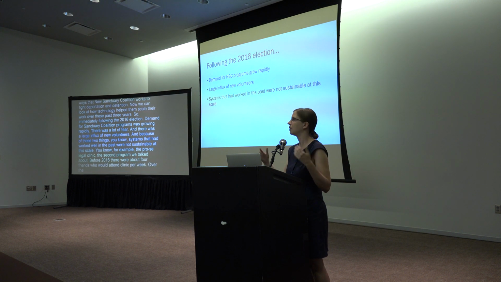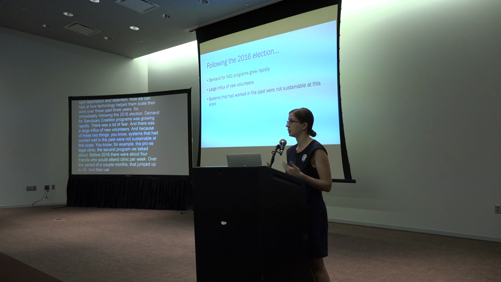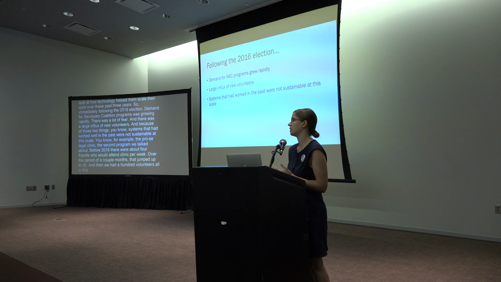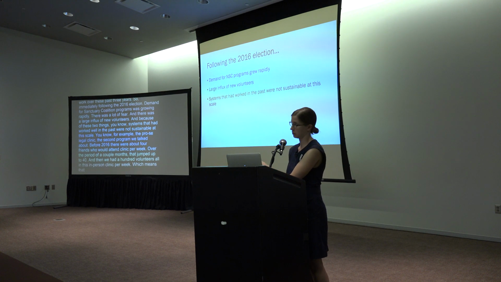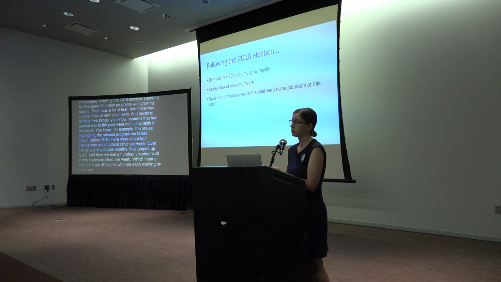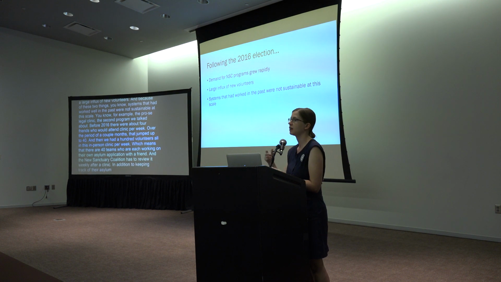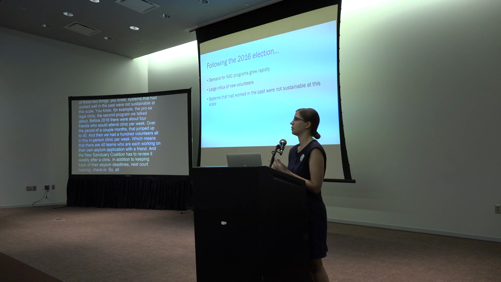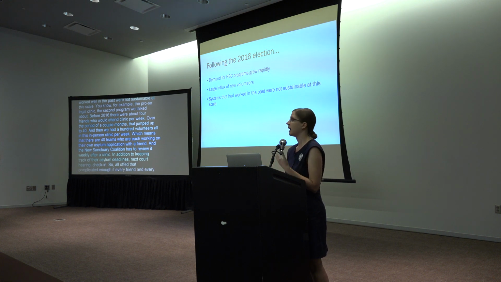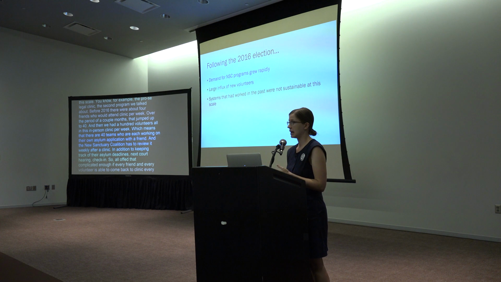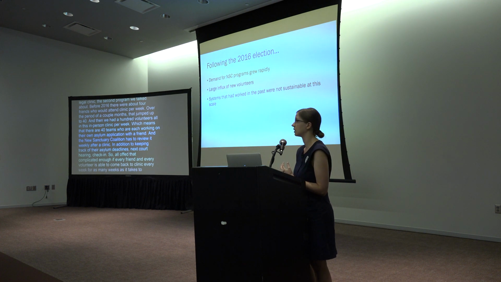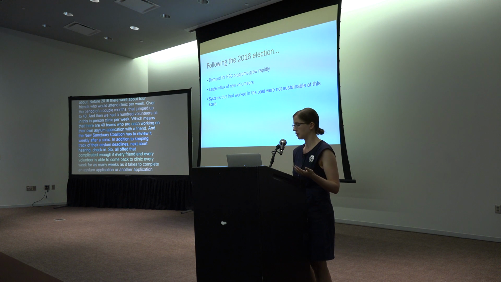And then we had 100 volunteers, all in this in-person clinic per week, which means that there are 40 teams who are each working on their own asylum application with a friend, which New Sanctuary Coalition staff has to review weekly to see the work that they've done after clinic, in addition to keeping track of their asylum application deadlines, next court hearing, check-in. So all of that is complicated enough if every friend and every volunteer is able to come back to clinic every week for as many weeks as it takes to complete an asylum application or another application that they're working on. But of course, that's not realistic.